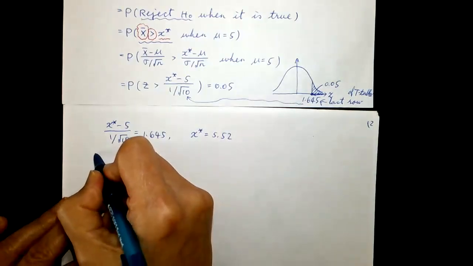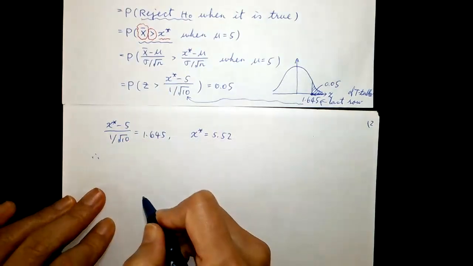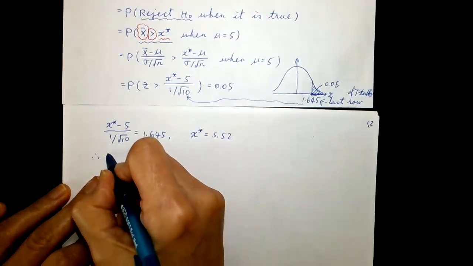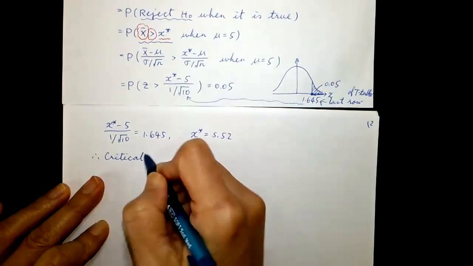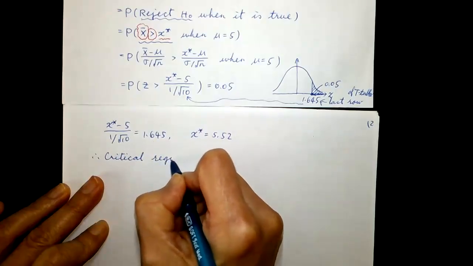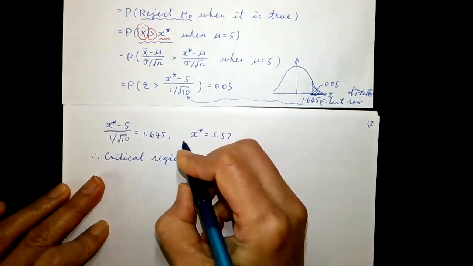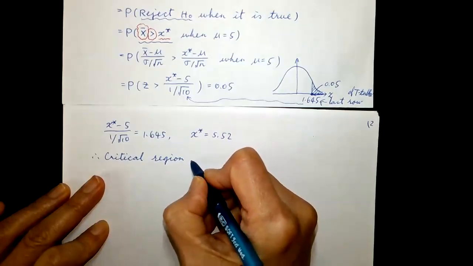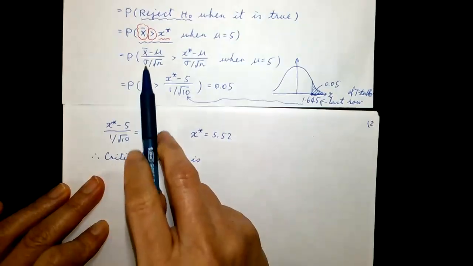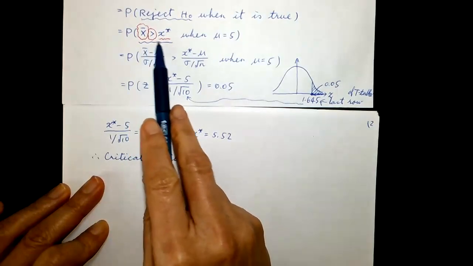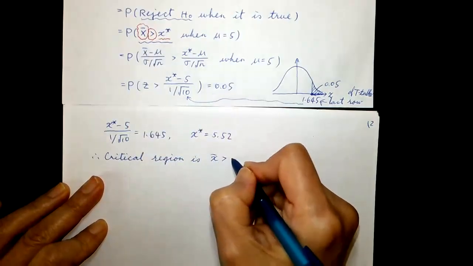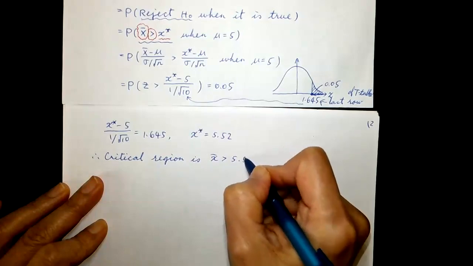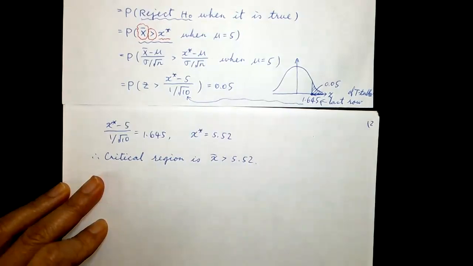Then what is this x star? It's in our critical region. So I make a statement that finally I know the critical region that gives alpha at 0.05. So the critical region is, make this expression complete, X bar greater than 5.52.